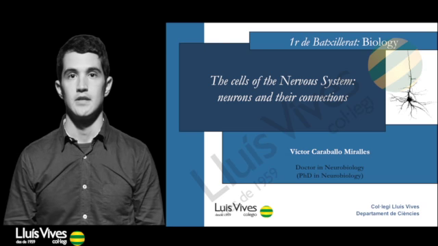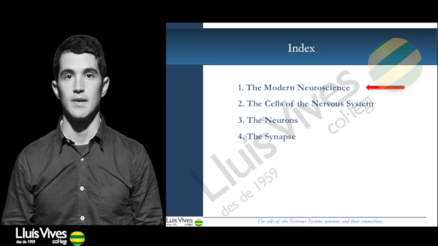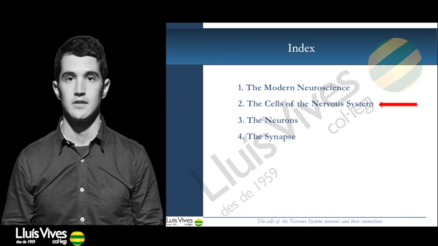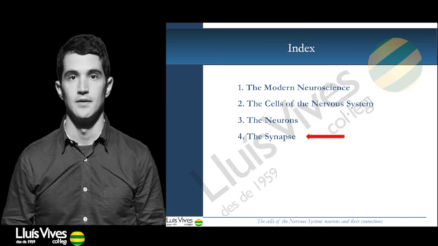In this sample class I'm going to explain to you the cells of the nervous system, the neurons and their connections. This presentation is going to be divided into what modern neuroscience is, and then I'm going to explain to you the nervous cells, the neurons, and the connections between them, the synapses.